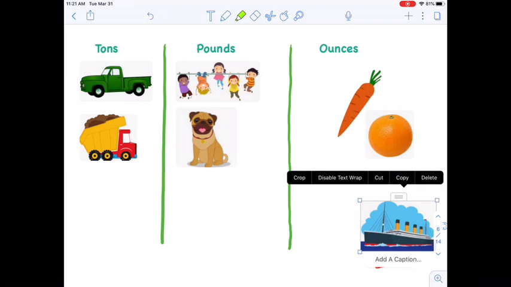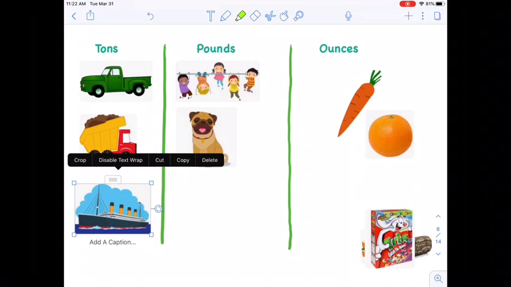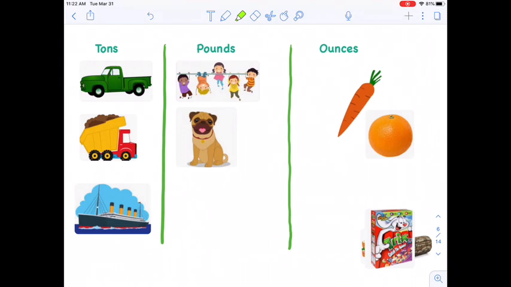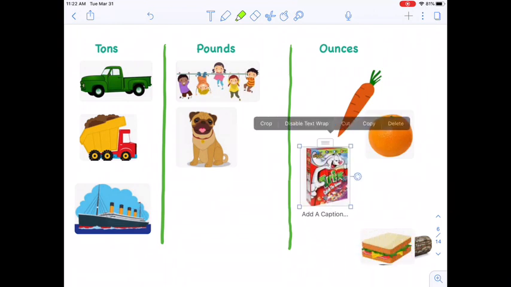How about a ship? Thinking about what we've already put under tons, pounds, and ounces, what would be the most appropriate category to weigh a ship? Right, it would be tons. It's bigger than both of those other two items. How about a box of cereal? Do we buy pounds and pounds and pounds of cereal? Or do you think we buy ounces? Well, it probably depends on what size the box is, that's for sure. But most of the time, something light like a box of cereal is going to be weighed in ounces.